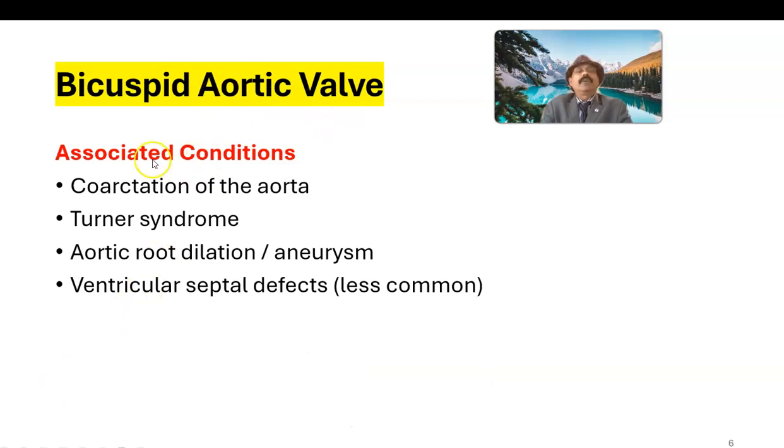Bicuspid aortic valve associated conditions: coarctation of the aorta, Turner syndrome, aortic root dilation, aneurysm, and ventricular septal defect, which is less common. So mostly associated conditions like coarctation of the aorta, narrowing of the aorta, Turner syndrome, that is 45,X0, aortic root dilation, aneurysm, and maybe ventricular septal defect. There is a possibility also, but less common.